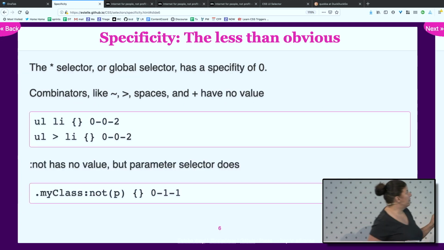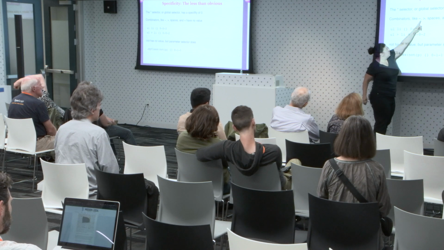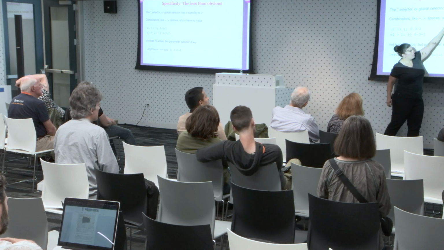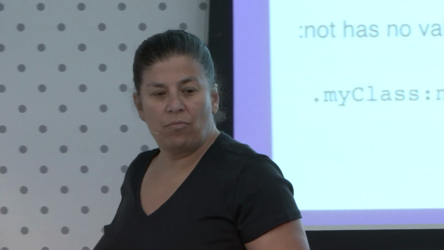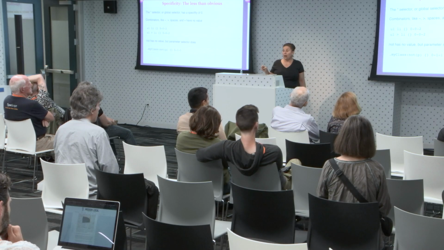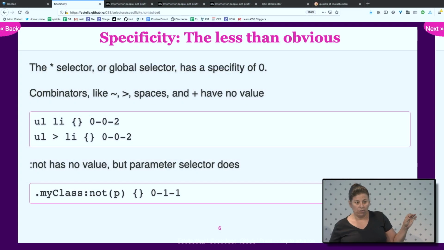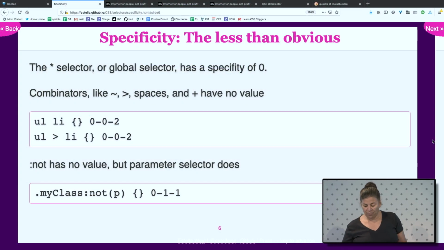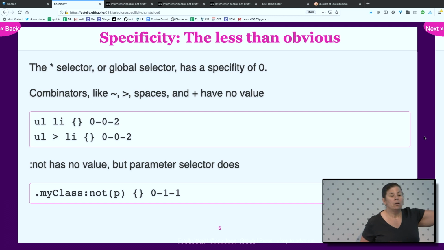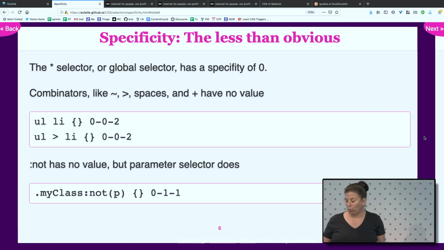The less than obvious is that the tilde, the greater than sign, the space, and the plus have no value. Right? No value. The :is and the :not have no value. So those combinators don't add, they make things more specific, but they don't add specificity weight. The :not has no value, but its parameter does. And when we'll be able to have more than one, it'll be the most specific of those parameters.